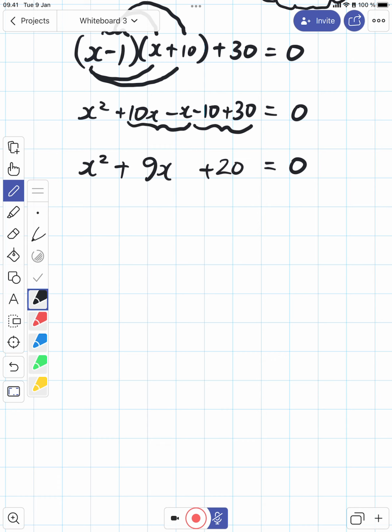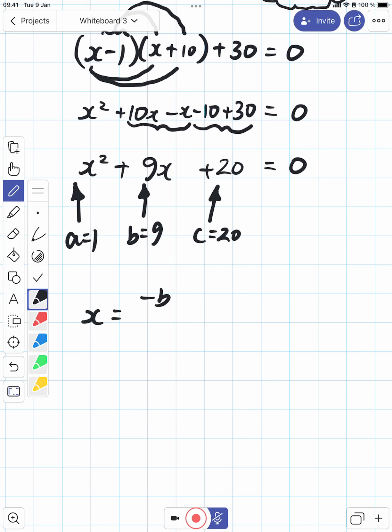I could try and factorize that, but I'm going to use the formula. So using the formula, I've got 1x squared, so a equals 1. I've got 9x, so b equals 9. And I've got 20 on the end, so c equals 20. And the formula tells me that x is equal to minus b plus or minus the square root of b squared minus 4ac, all divided by 2a.